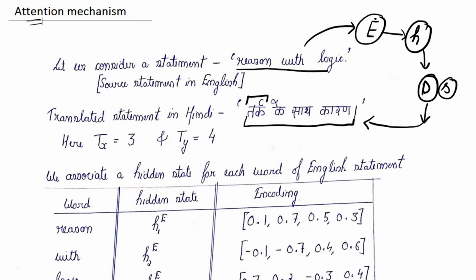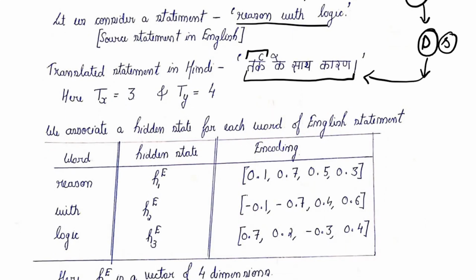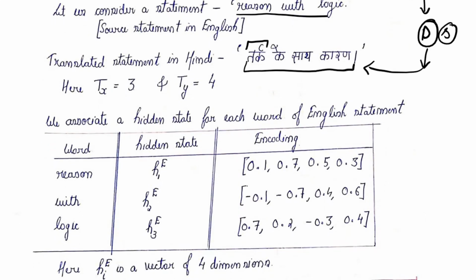As of now, just for numerical convenience, we have three words in English, reason with logic, and we associate a hidden state corresponding to each. We assume that there is an RNN, and the first output of the RNN is a hidden state which we are getting over here. We assume that in the hidden state there are four nodes, and hence the encoding is a vector of size 4 cross 1. It is a vector which is 1 cross 4 over here, but when we perform the calculations, it's 4 cross 1.